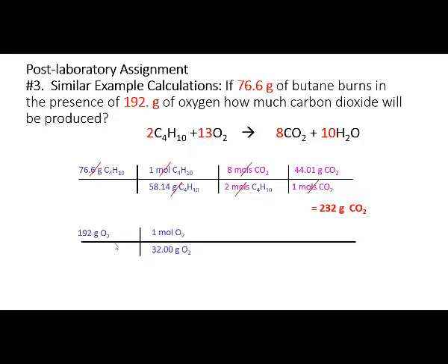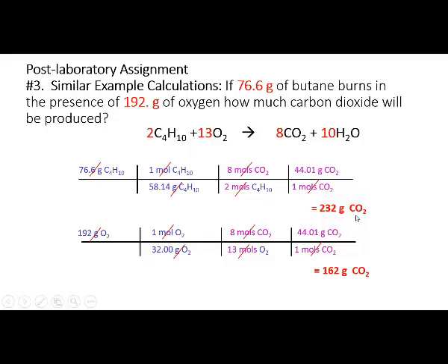Now I use my stoichiometric ratios, and I recognize for every 13 moles of oxygen that are involved in the combustion reaction, I produce 8 moles of carbon dioxide. So I have an 8:13 ratio for my stoichiometric ratio, or my molar ratio. That would provide the number of moles of carbon dioxide I would produce if oxygen was my limiting reagent. Now I can multiply by my molar mass of carbon dioxide, just like we did at the last step of the previous calculation, which would be 44.01 grams of carbon dioxide for every 1 mole of carbon dioxide.